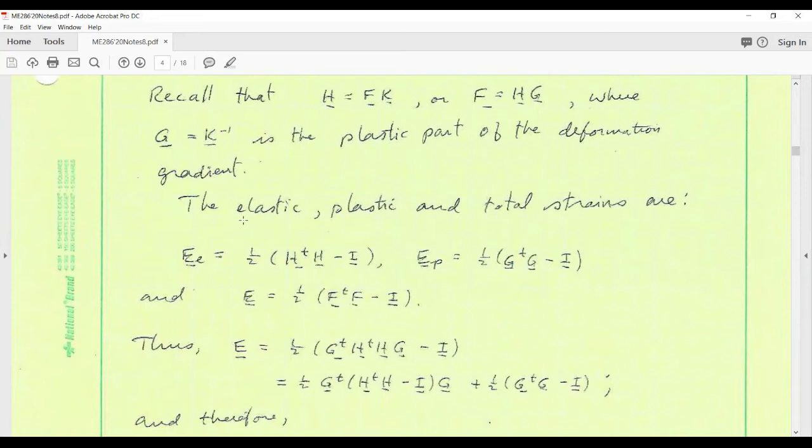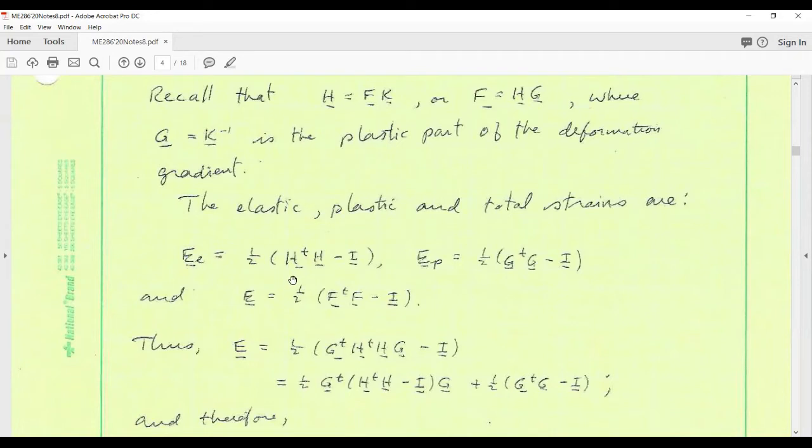So the elastic strain, I'll append a subscript E because I intend to use E without a subscript for the total strain. That's a departure from what we've been doing before. So E sub E here will be the elastic strain. You take the Cauchy-Green deformation formed from the elastic part of the deformation gradient, and subtract the identity. That's the usual definition of strain. Do the same for the plastic strain, G transpose G minus the identity.